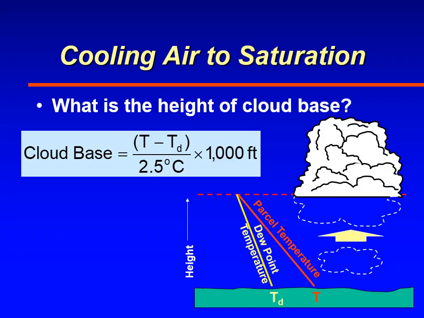So this is how you figure out cloud bases, especially for cumulus clouds. It does not work as well for stratus clouds. Stratus clouds usually come from another location. Cumulus clouds usually come from the ground very close to where you see the cloud. What you do to figure out the cloud base: take the temperature, subtract the dew point, divide it by 2.5 if you're working in degrees Celsius, and then multiply it by 1,000, and that'll give you cloud base.